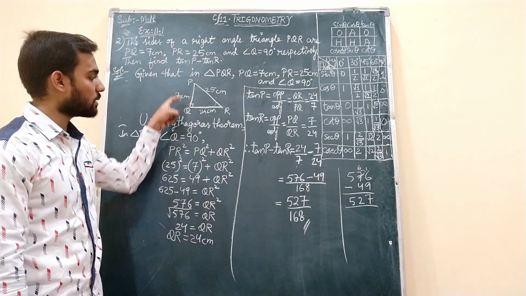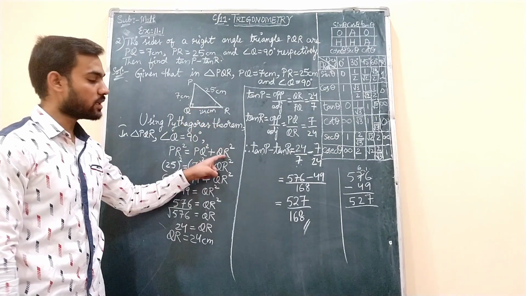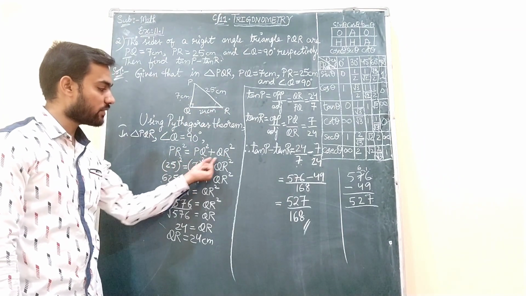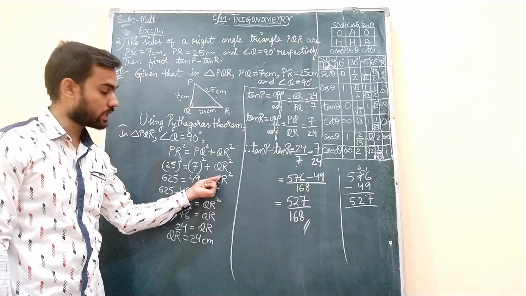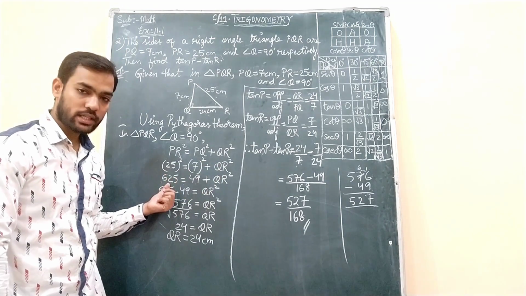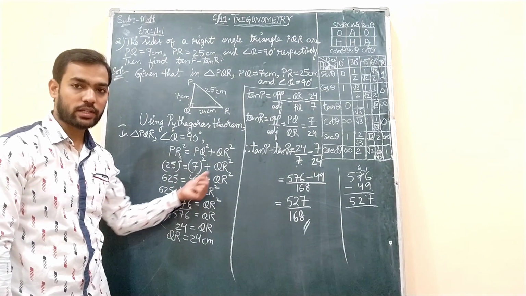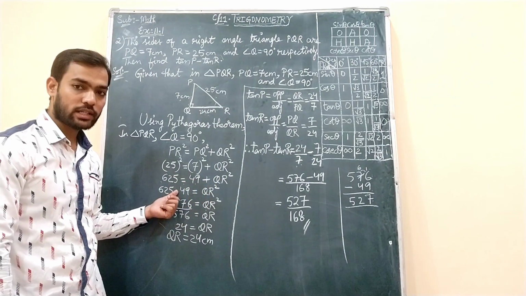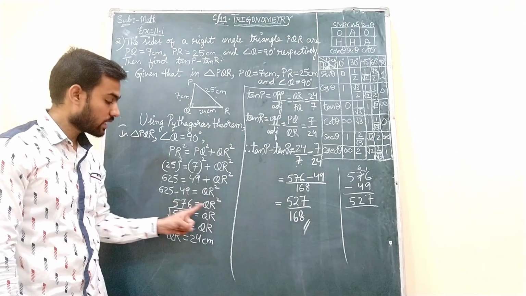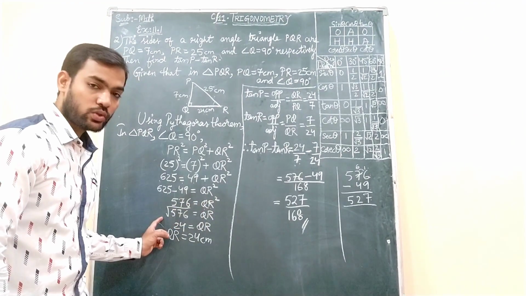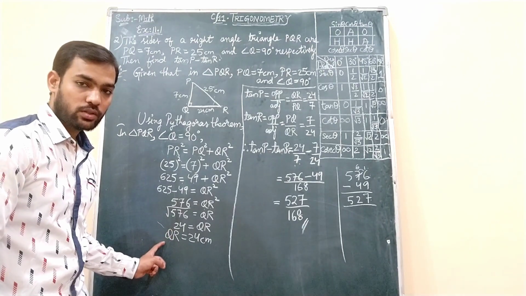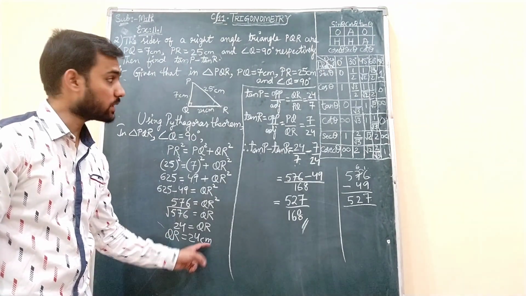So the remaining two sides are PQ square plus QR square, we have done. PR we have copied as 25, PQ we have copied as 7. This was missing, so I have written it as it is. 25 square is 625, 7 square is 49, and QR square is QR square as it is. Then I have transposed 49 to this side, I got 576. The square I have also transposed over here, I got root 576, which is 24. So we got QR as 24 centimeter.